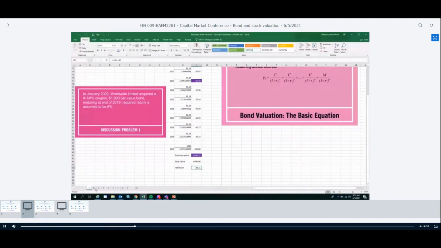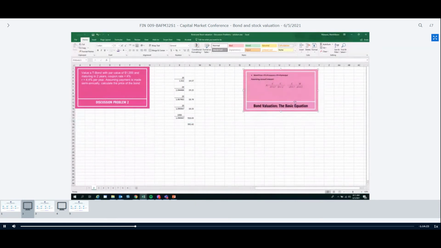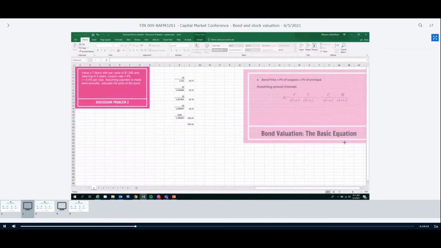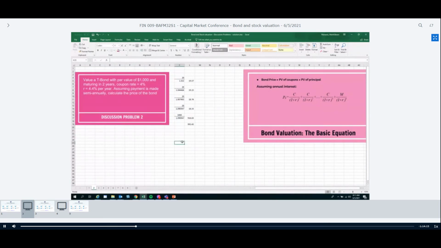So nakita mo na ilang problems tayo ngayon. So 9 lang naman yan, pagtsagaan natin. No? So let's do problem 2. Lagay ko dito yung formula natin and then ito yung problem. At least ngayon, meron lang tayong 2 years. But again, in this case or in this problem, payment is made semi-annually.